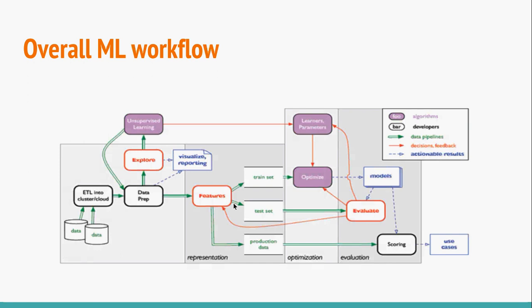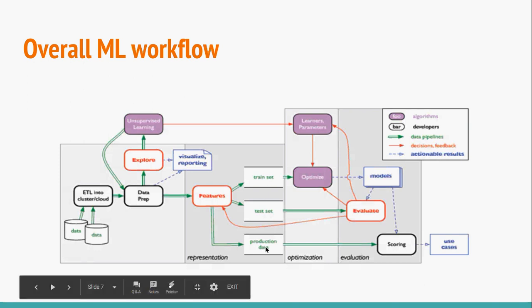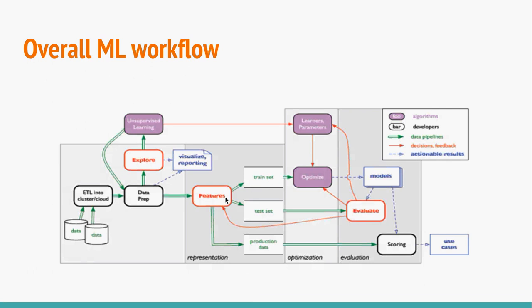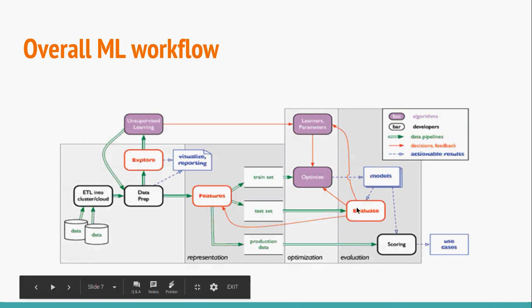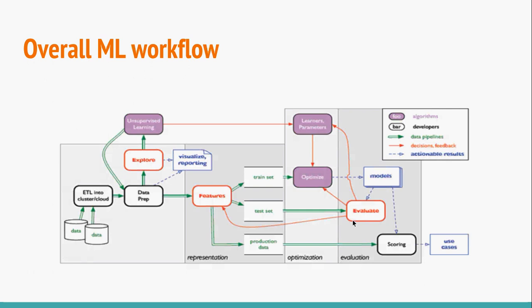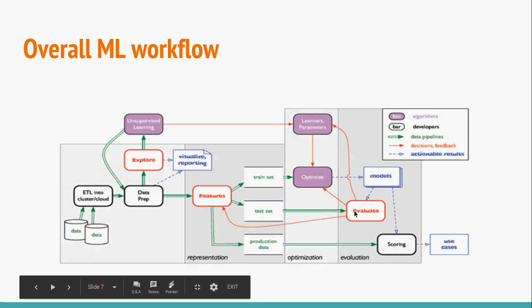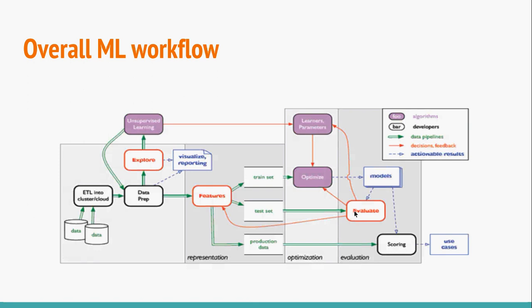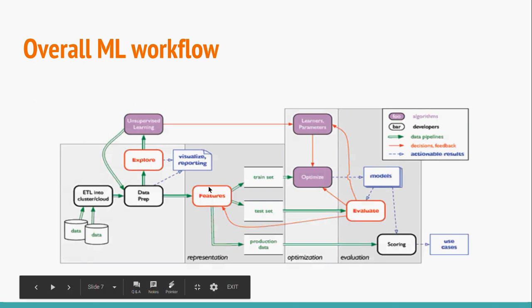You represent it, and this is called feature extraction. What you do is you input it as a train set, a test set, or production data, depending upon which stage you are in. Let's take the test set. I feed it into the test set, I evaluate based on the model, and then see if that particular data is right or not.